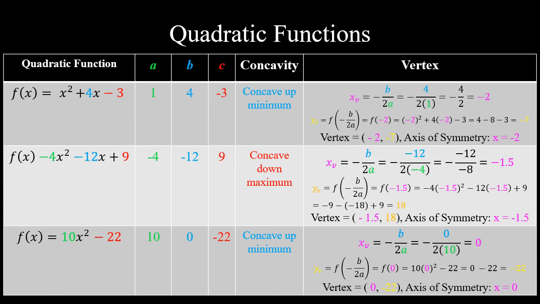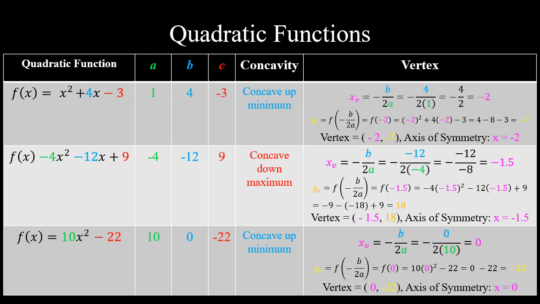So if you are following along so far, you understand how to find these coefficients a, b, and c. You understand how to find concavity, if it's concave up or concave down, if you're dealing with a maximum or a minimum. You understand what the vertex is and how to find it, and the axis of symmetry and how to find it. You can just totally skip this slide. You can jump ahead to the next slide, okay?